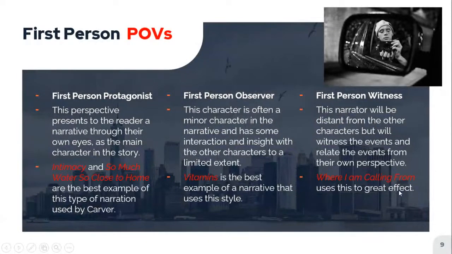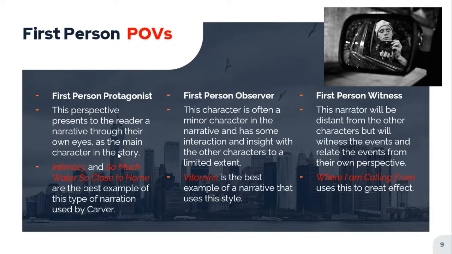What I wanted to do is classify examples of these. So, in first person protagonist, this is when obviously our main character, the things that are happening to them, and we are experiencing it as such. So, the stories, they're not the only ones, but these are the ones that I think are best examples that experience this are Intimacy and So Much Water So Close to Home.